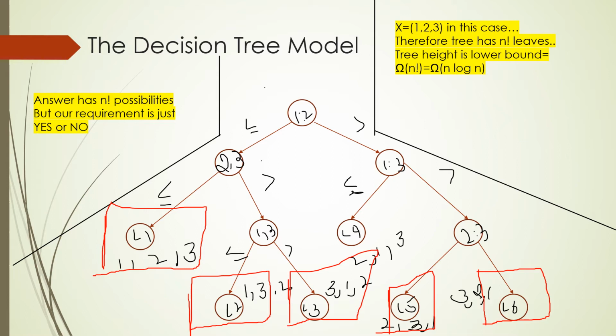But our requirement in this question is just a yes or a no, so you get only 2 possibilities, but this decision tree model gives us a lot more possibilities than yes and no. When we take yes and no into consideration, we get only 2 leaves, and that gives log 2, which is 1, which is of no use. So we need to come up with a better approach to solve this element distinctness problem at hand.